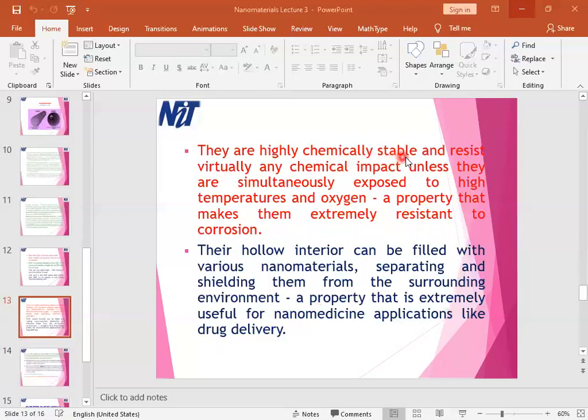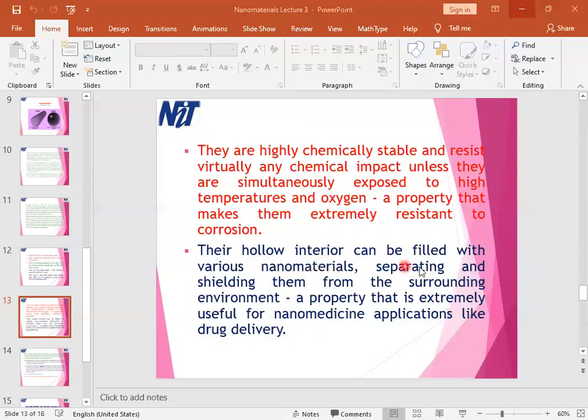They are highly chemically stable and resist virtually any chemical impact unless they are simultaneously exposed to high temperatures and oxygen. This property makes them extremely resistant to corrosion. That is why I told you that if the Howrah Bridge is made with carbon nanotubes, it will last for at least 1 million years. This is because of this fact.